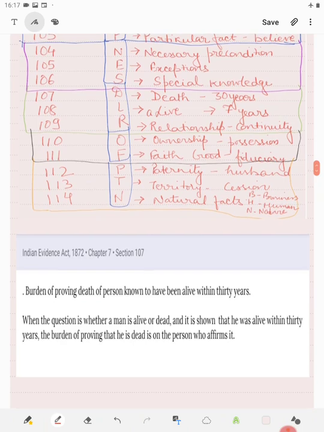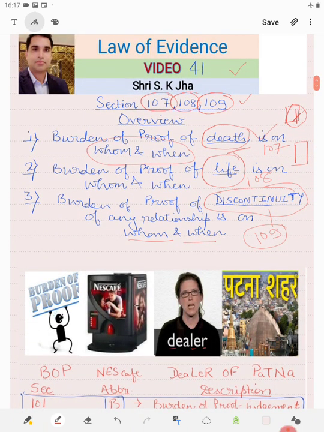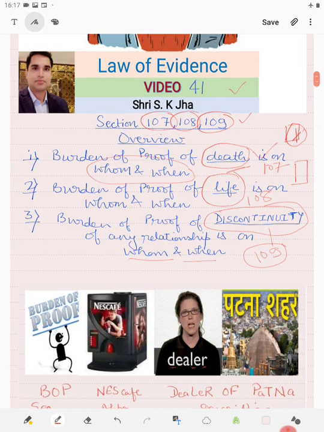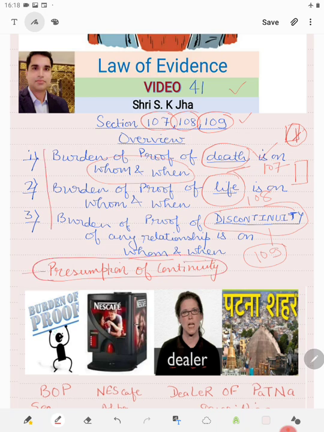Now, at the very core of these three sections is the presumption against change of status quo. There is a presumption of continuity. All these three sections have this one thread running through them, that a particular thing, if it has been there, will continue as it is.